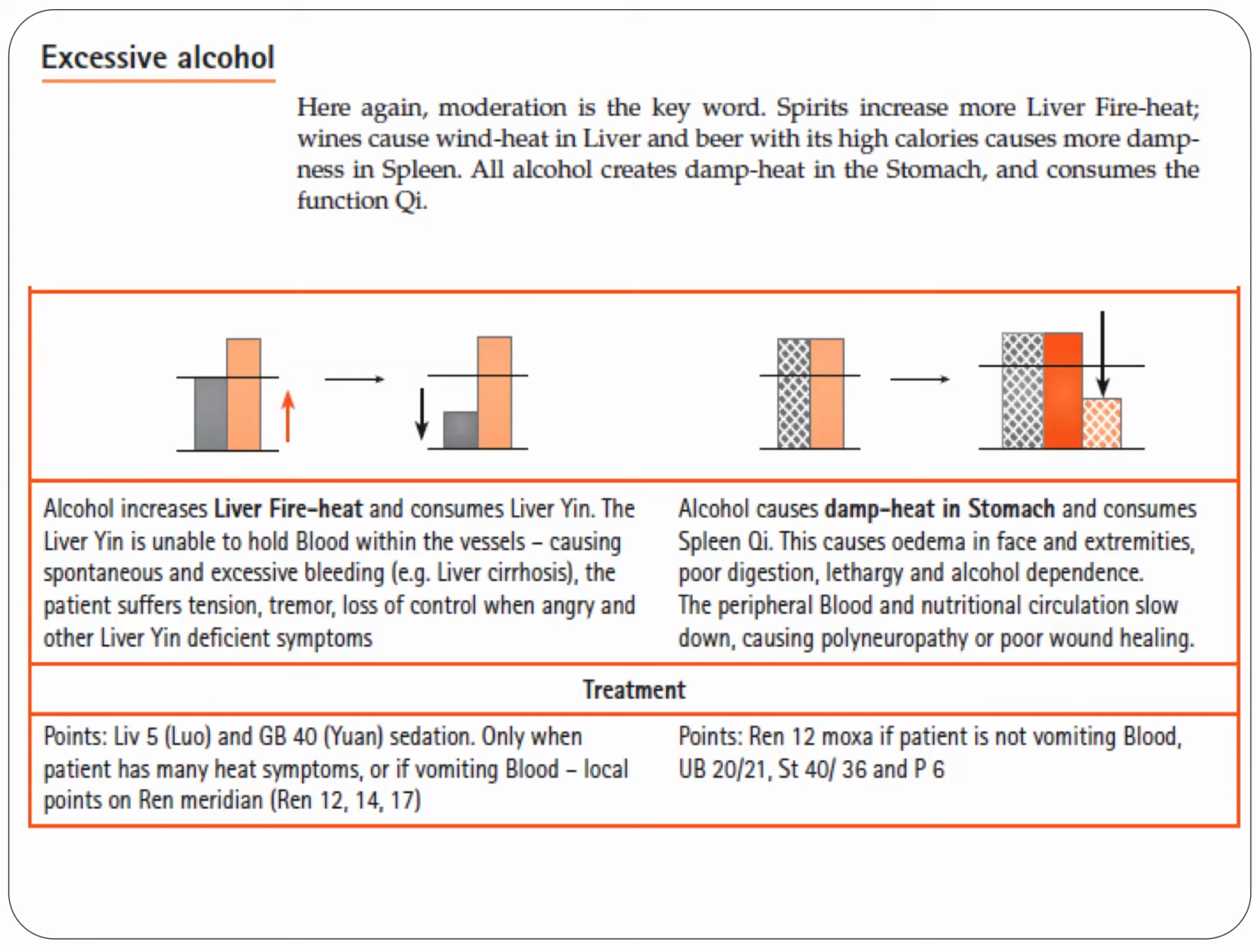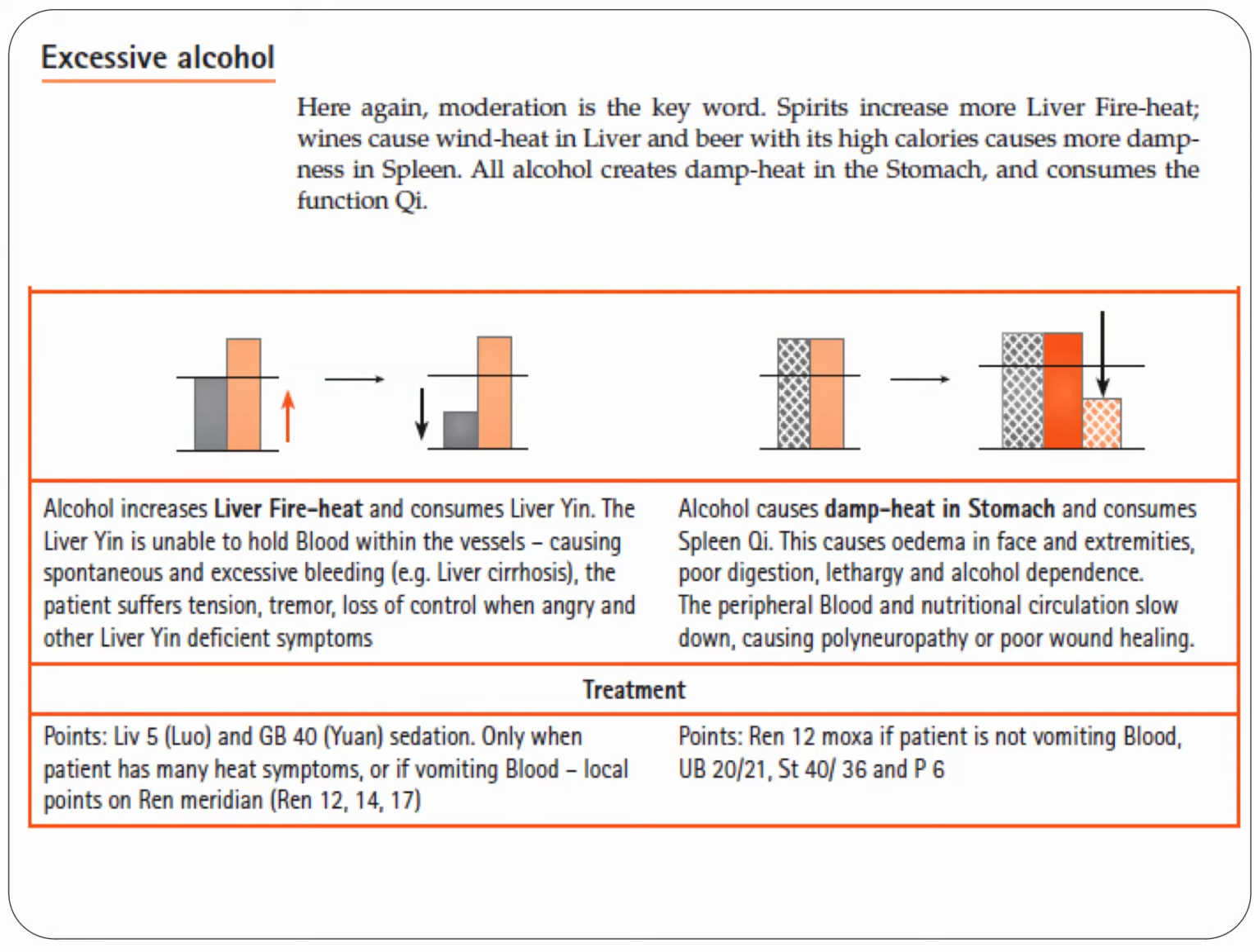Alcohol increases liver fire heat and consumes liver yin. The liver yin is unable to hold blood within the vessels, causing spontaneous and excessive bleeding. Example, we have liver cirrhosis. The patient suffers tension, tremor, loss of control when angry, and other liver yin deficiency symptoms.